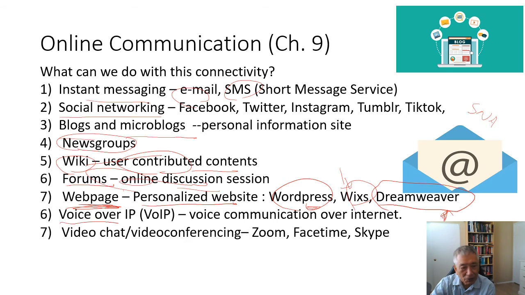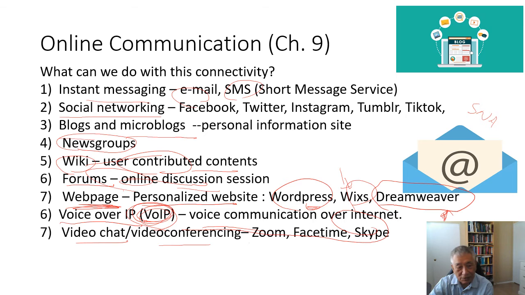Then voice over IP, where you use the internet. Why don't we have a separate line for the internet and for the cellular phone? Rather, use the internet connection for telephone connections.